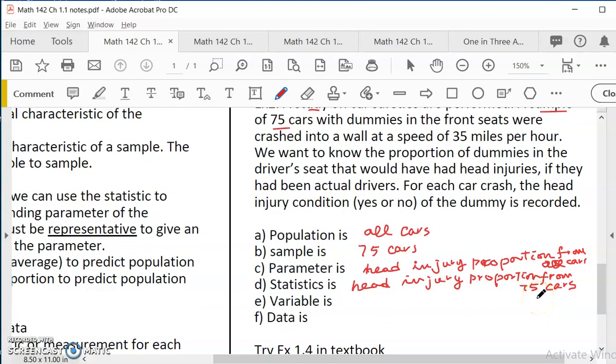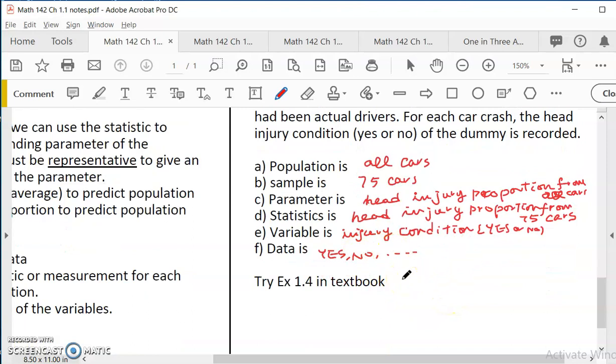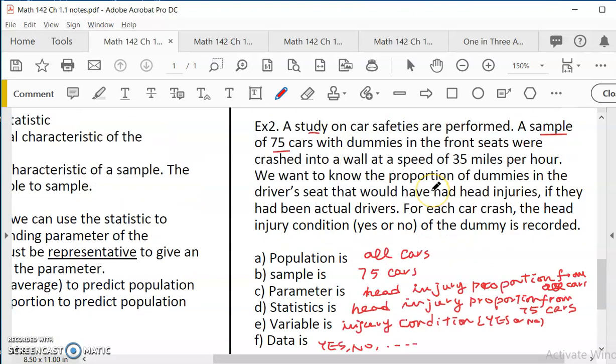Remember, from the sample, you calculate the percentage. That is a statistic. The variable is the injury condition, the name of the data that you are collecting. And in our case, they're collecting whether it has injury, yes or no. And the data would be all the yes or no, from each car, right? So that would be 75 yes or no.